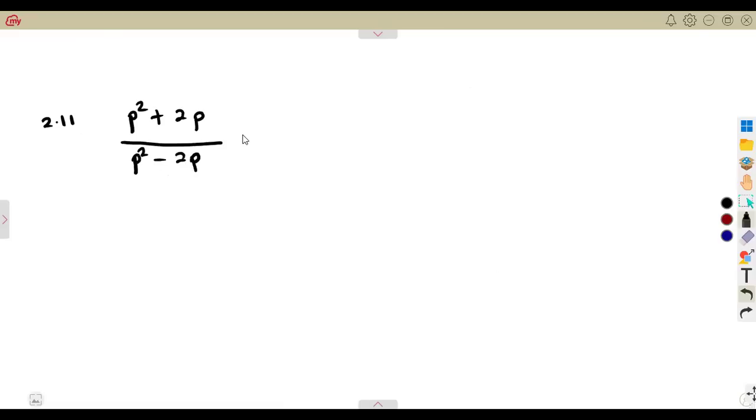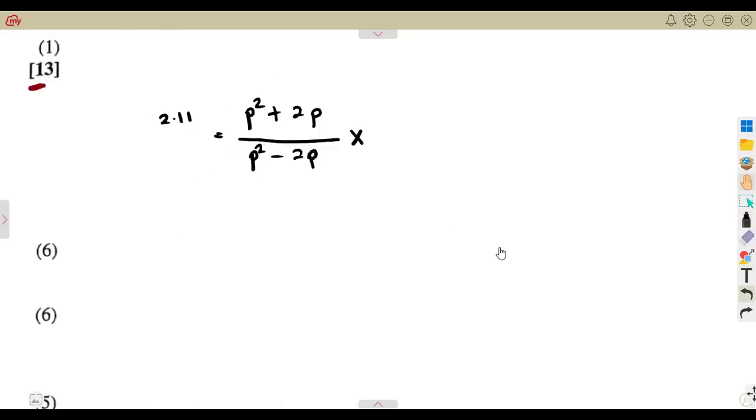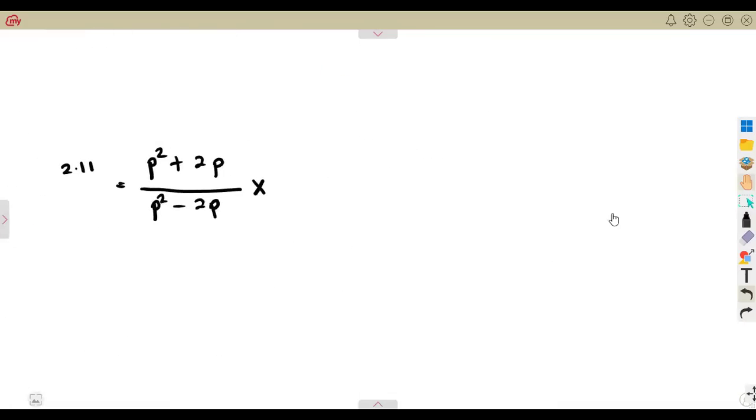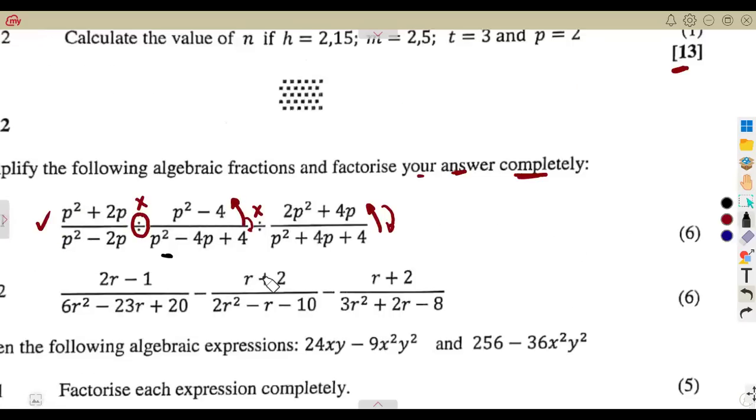All right, since there was a division, you introduce a multiplication. So there we are actually answering the question there. So you introduce a multiplication, and by introducing a multiplication, you interchange. So this will be written on top. This will be written in the denominator. So the p squared minus 4p plus 4, whatever that we have there, is going to be written on top. Everything over what? Everything over p squared minus 4. You interchange.